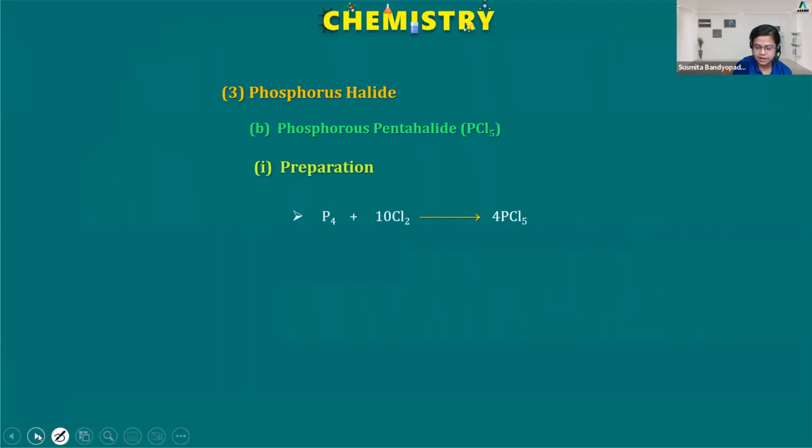When excess of chlorine is present and P4 reacts with it, PCl5 is formed. Students, this PCl5 and PCl3 are required for a reaction in organic chemistry. ROH plus PCl5, ROH plus PCl3. Yes, SN2 mechanism, with alcohols to produce the respective alkyl halides. We have to take care that the substrate should not be sterically hindered so that SN2 can happen smoothly. Very good.